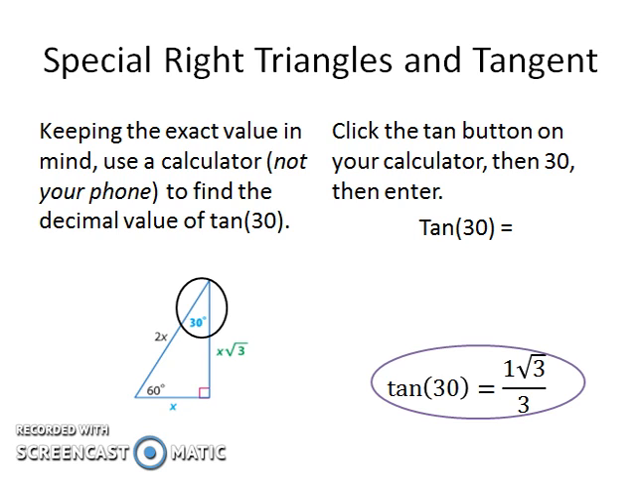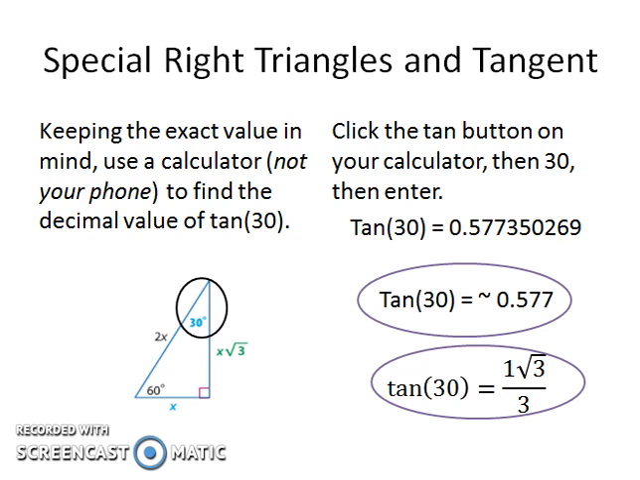But for the decimal, we're going to use the regular calculator to find the decimal value of tangent 30. So on your calculator, you can click on the tan button, then 30, then hit enter. You should get this number. If you do not get this number, you need to let me know so I can take a look at your calculator next time I see you. We're going to approximate it to about 3 decimal places, 0.577.